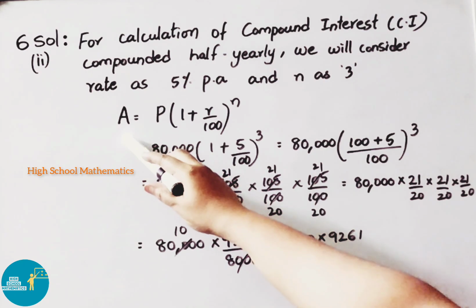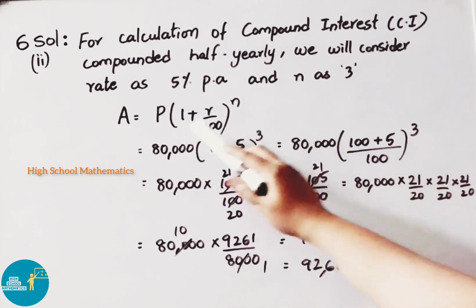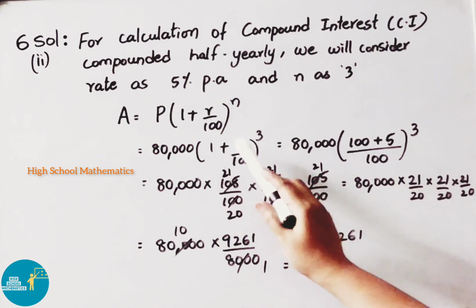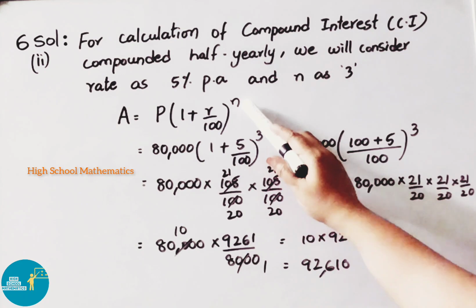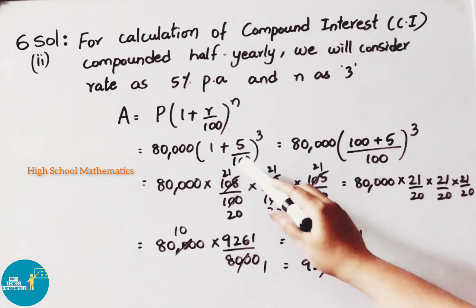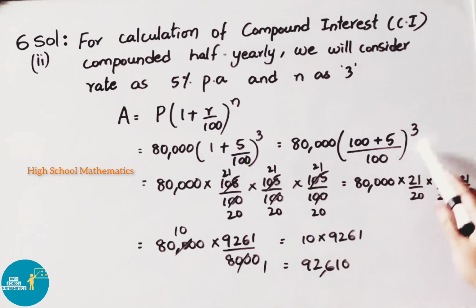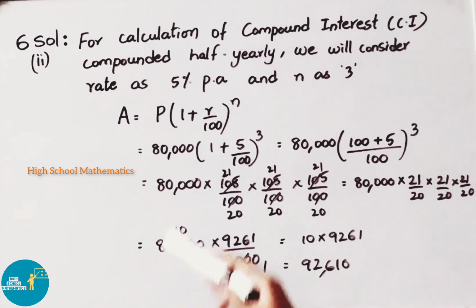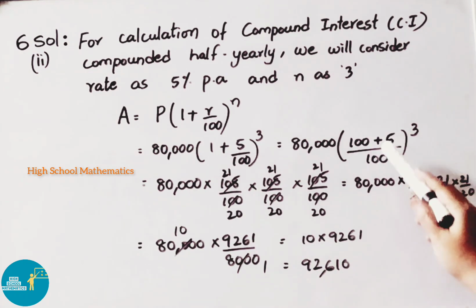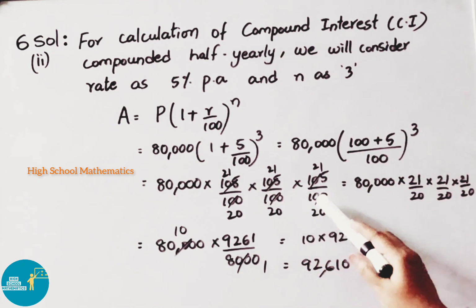We had the amount value A equals P into 1 plus R by 100 whole power n. Principal amount is 80,000 into 1 plus rate of interest 5, so 5 by 100 whole power n, where n is 3. That equals 80,000 into, the LCM is 100, 100 plus 5 by 100 whole power 3. That equals 80,000 into 105 by 100 whole power 3. That means 105 by 100 multiplied 3 times.